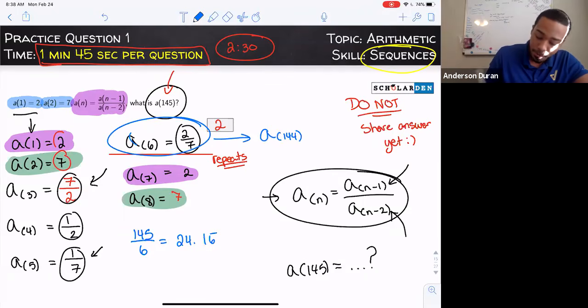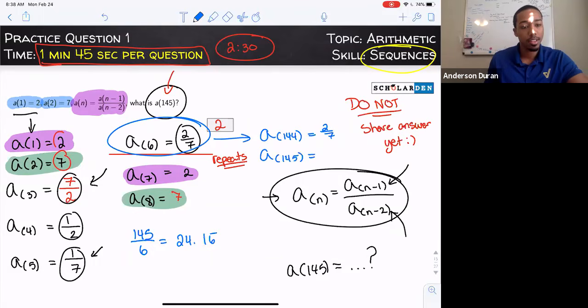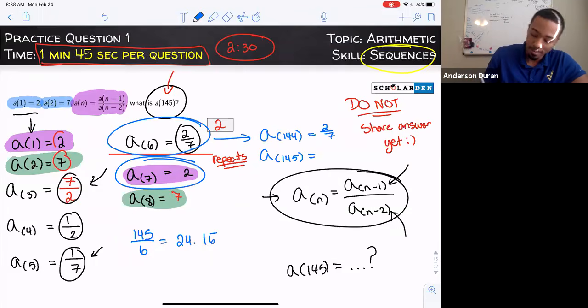So if we're just following the sequence, what would A of 145 be? What would the next term be? And so with that said, that's the next term right there. It's 2. Boom, we're all set. And so that's how we get the answer.